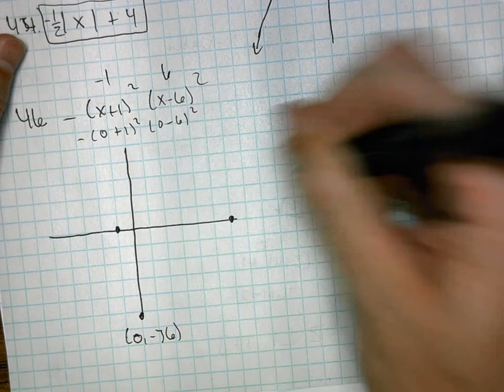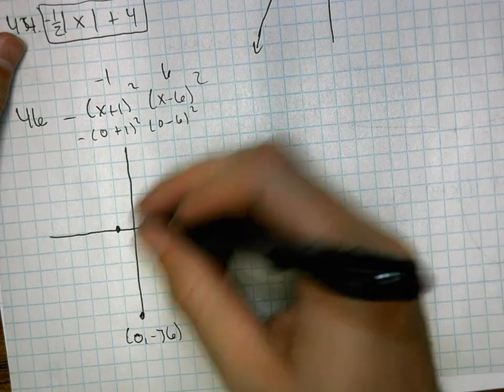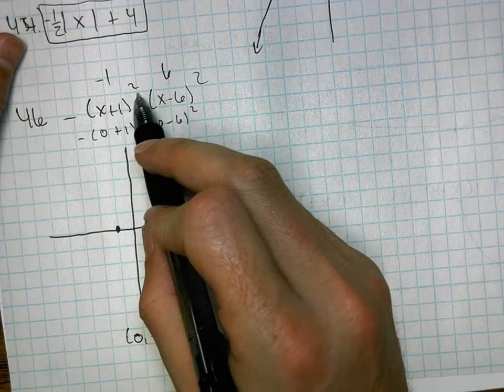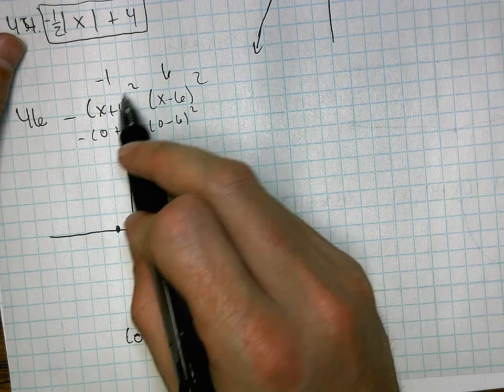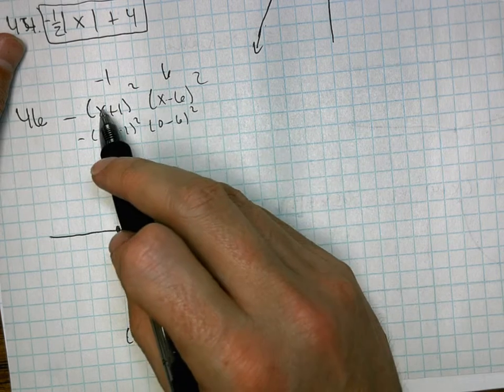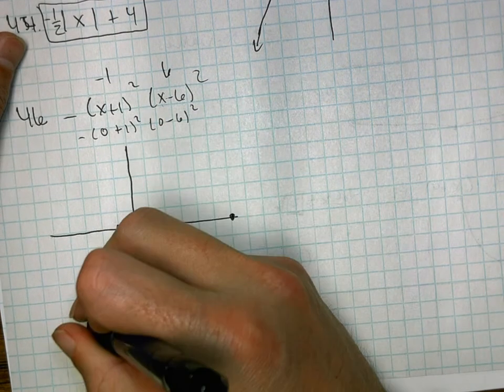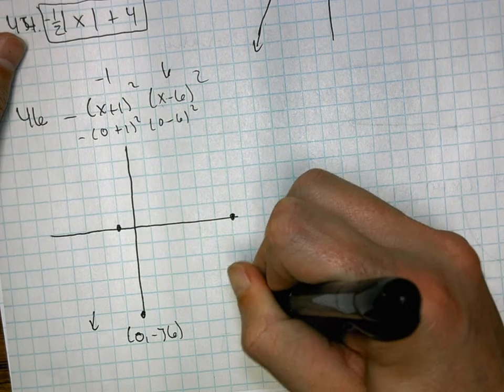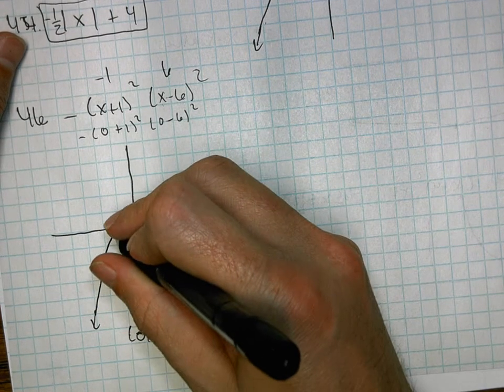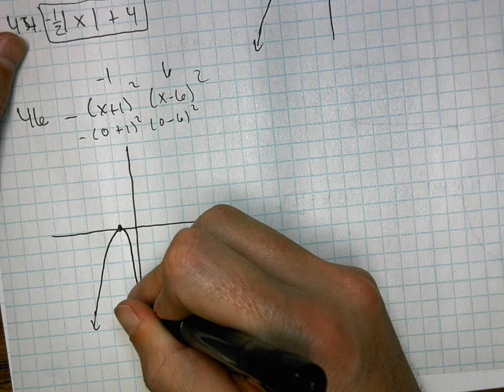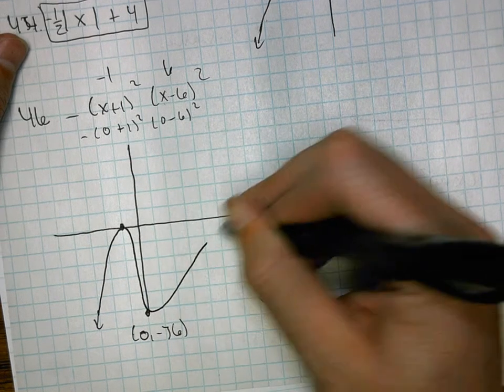And since it's negative, in an even function, that's 1, 2, 3, 4 x's. And they're both going down because it's a negative in front. So we go up, hit it, down, back up, hit it, right back down.